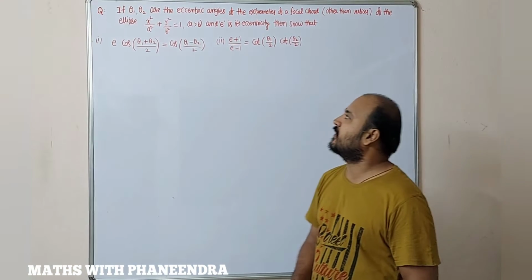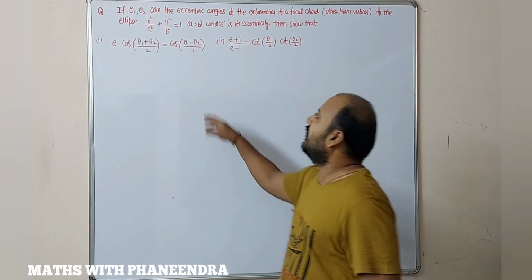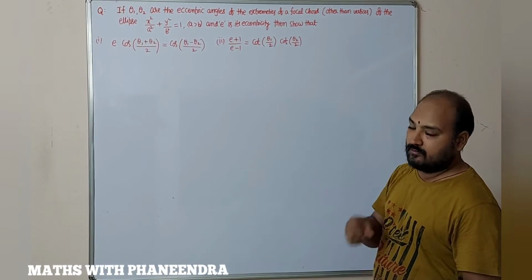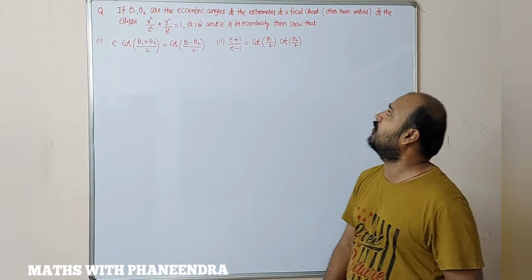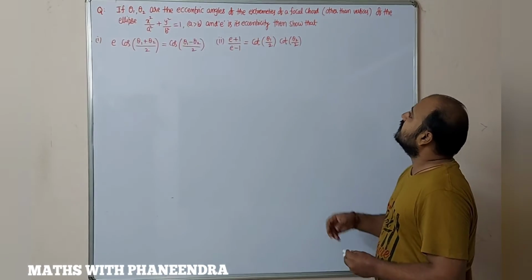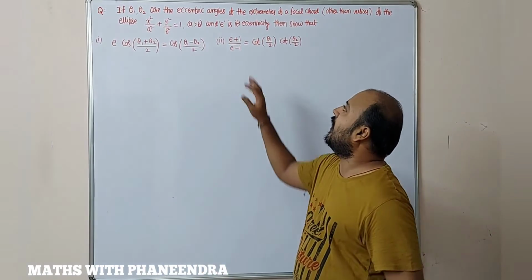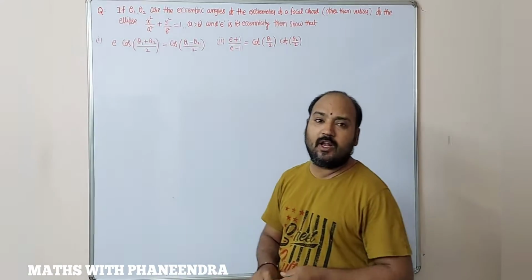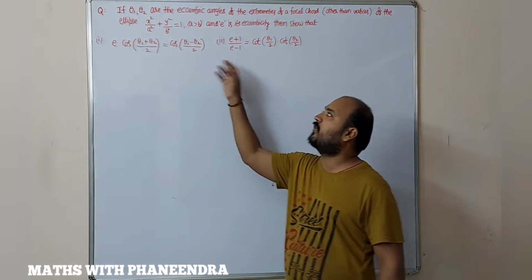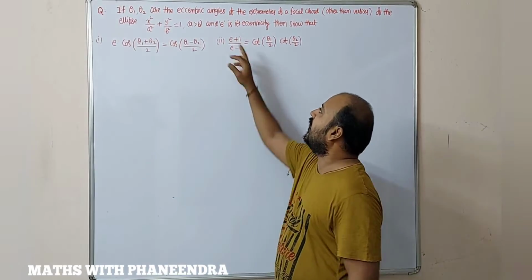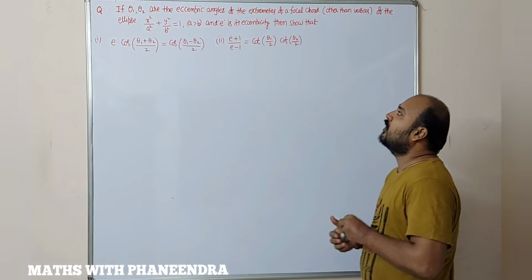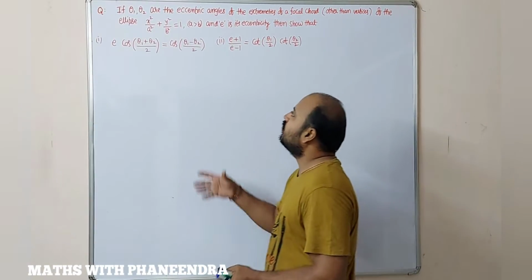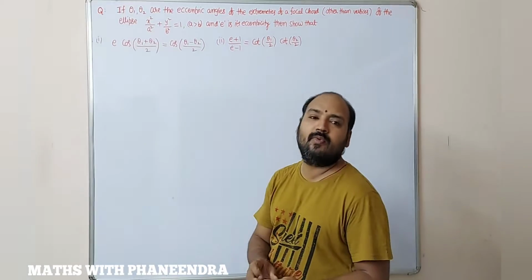Hi dear students, the next question here in the examples. If theta 1, theta 2 are the eccentric angles of the extremities of the focal chord other than vertices of the ellipse, and E is eccentricity, then show that E into cos of (theta 1 plus theta 2) by 2 equal to cos of (theta 1 minus theta 2) by 2, and (E plus 1) by (E minus 1) is equal to cot of theta 1 by 2 into cot of theta 2 by 2. So first result and second result, one by one we will calculate.